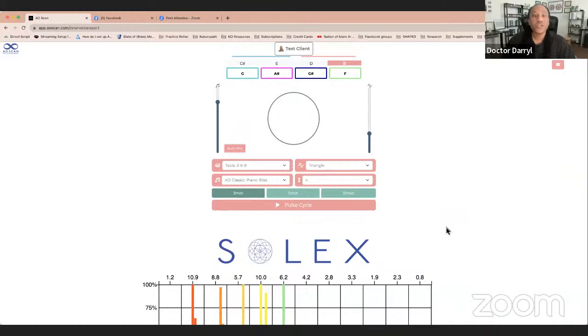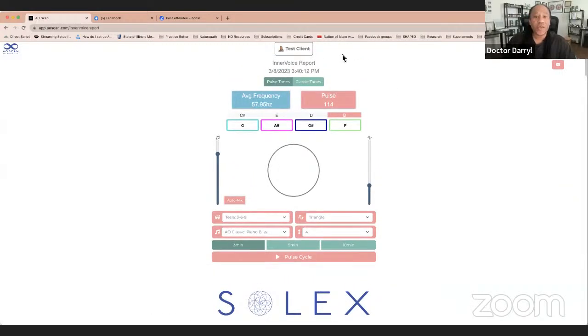All right. So this is the screen that comes up when you get your scan. This is what I mean. You have your out of balance frequencies here. And if you just click this pulse cycle, then it starts playing the harmonics, binaural beat style, where different frequencies go inside of each ear. And that alone helps to balance you out.